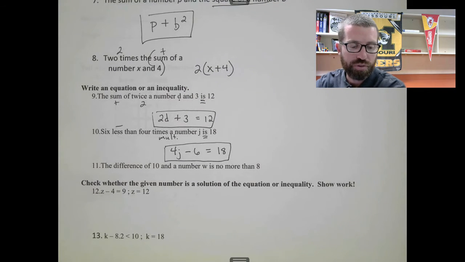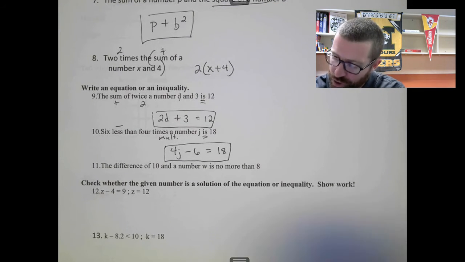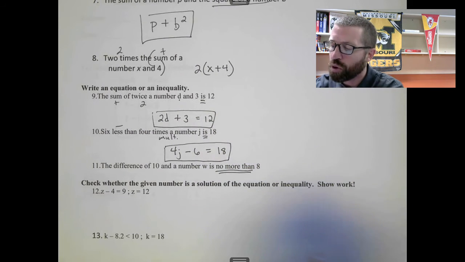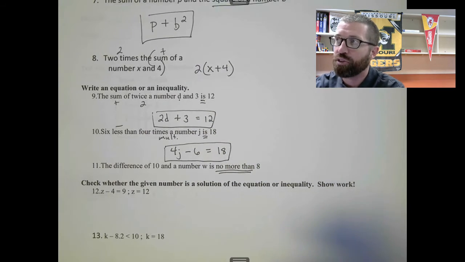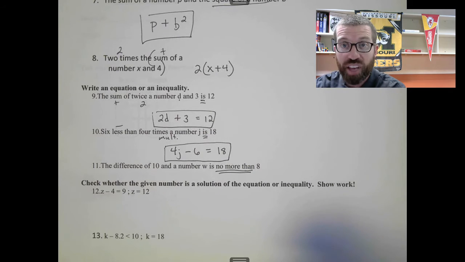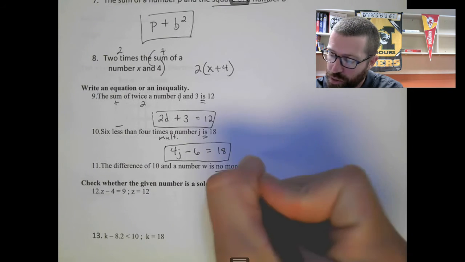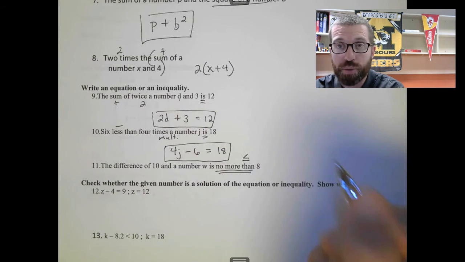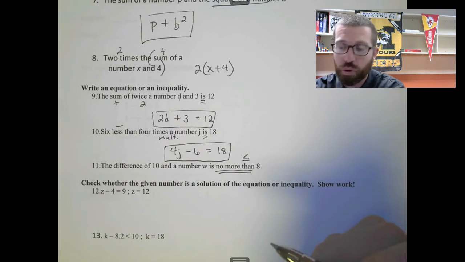The next one, the difference of 10 and a number w is no more than 8. So no more than, let's see, if it's no more than, then it can't be 9, because that would be more than. It could be 7. So this is going to be our less than or equal to, because it could also be 8. 8 is not more than.